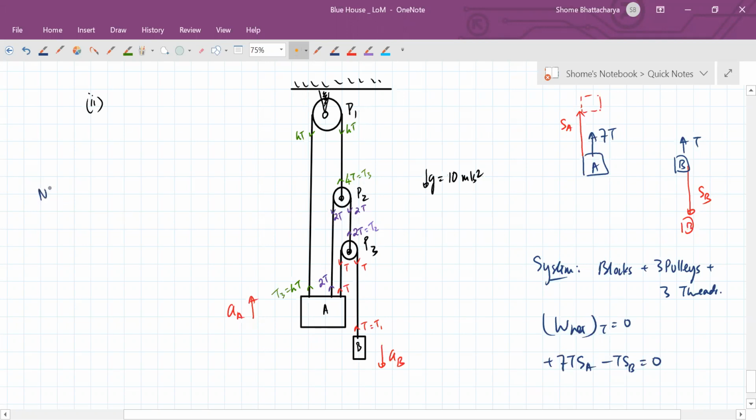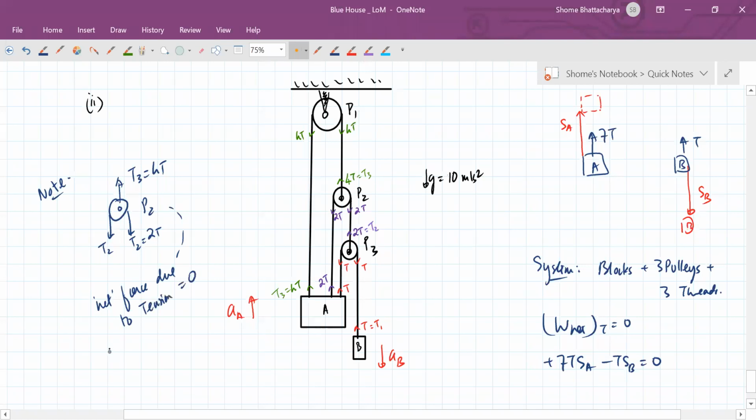One more thing you can see here, that if you look at the pulley P2, for example, on this pulley, you can see that net force due to tension is 0. So therefore, work done by tension is 0. So on pulleys P2 and P3 and also P1, the tension is not doing any work. So the net work done is only the work done on A plus the work done on B.